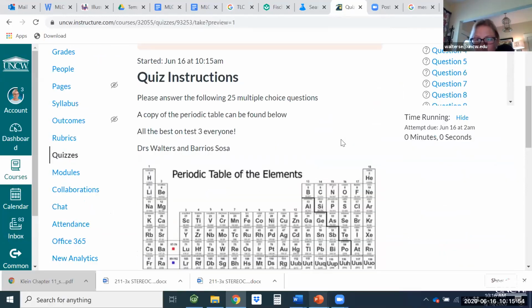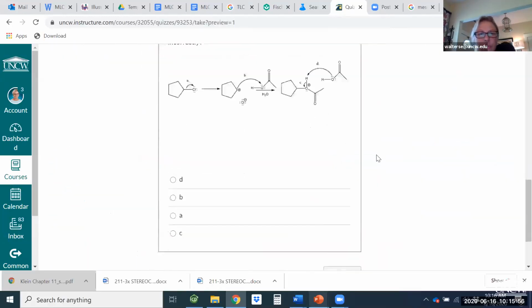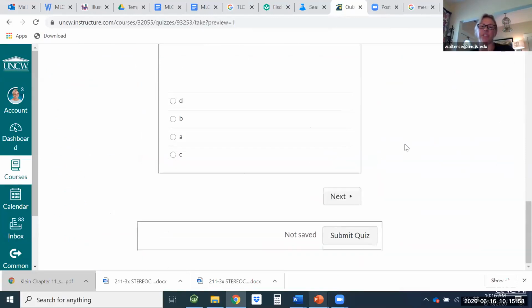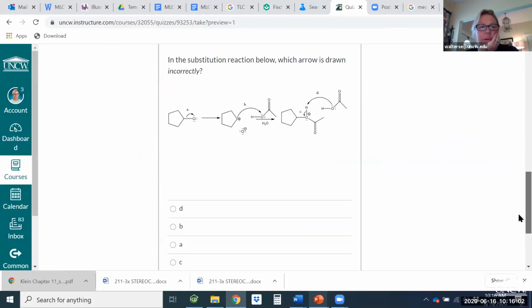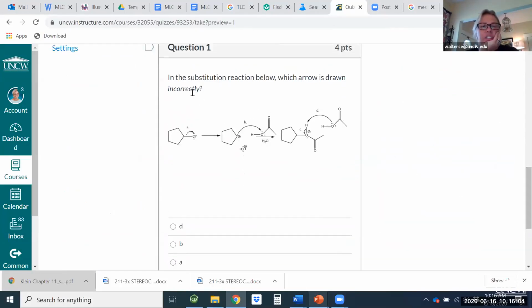Okay. All right. So I think I can do it this way. So this is, it's going to be kind of hard to see, but this question is which arrow is drawn incorrectly. And when you look at your arrows, remember you always have to have the tail on electrons. So the incorrect arrow is B because it's going from the positive to the electrons instead of the other way around.